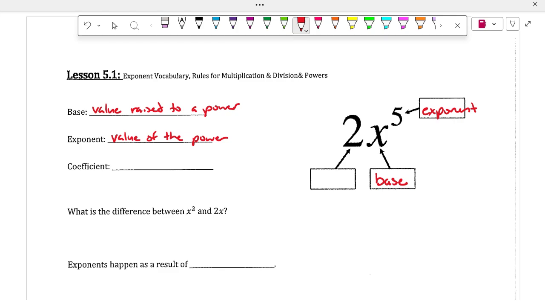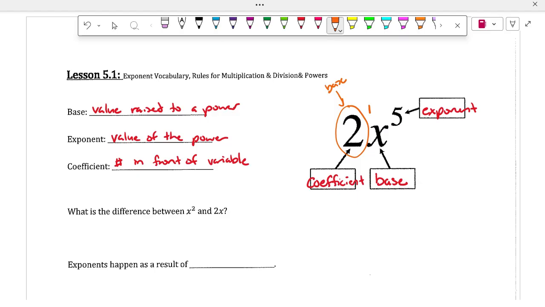Coefficient? Right. Now, coefficient in this case, that definition has not changed. It's just the number in front of the variable. So the coefficient is the number in front of the variable. But another thing to note is that technically this 2 can also be considered a base. It's just raised to what power? 1. Now, that'll come more in handy when we do things like the power rule and some of the other rules.